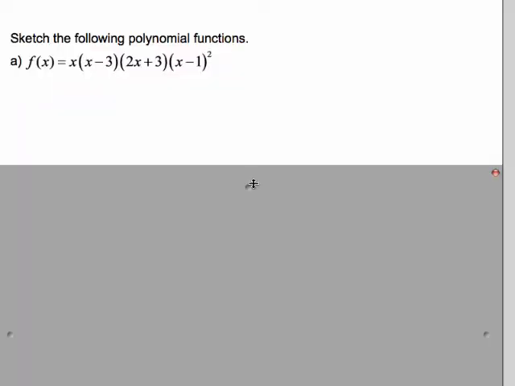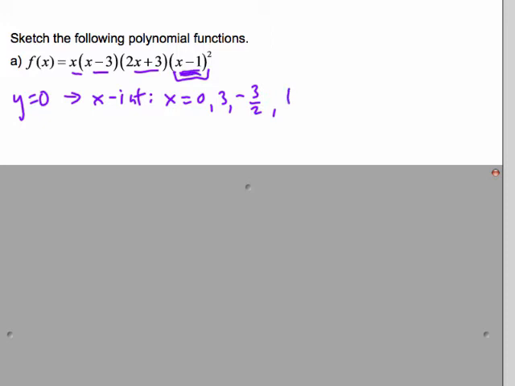Alright, the next thing we want to do is sketch the polynomial functions below, and this first one is given to me in factored form. 4 different factors, but I have 2 factors of x minus 1. And so I know that when y is 0, my x-intercepts, the zeros of the function, would be 0, 3, negative 3 over 2, and 1, and this is what we call a double zero because it occurs twice. Now we're going to talk about what that means in a second.